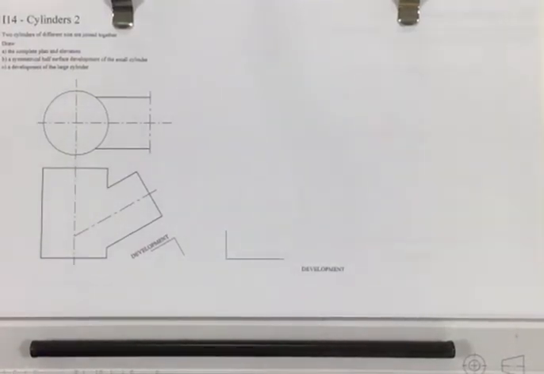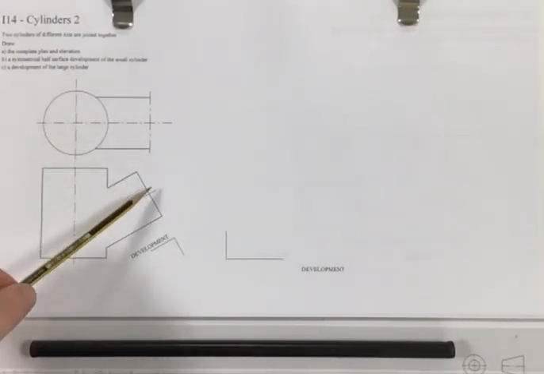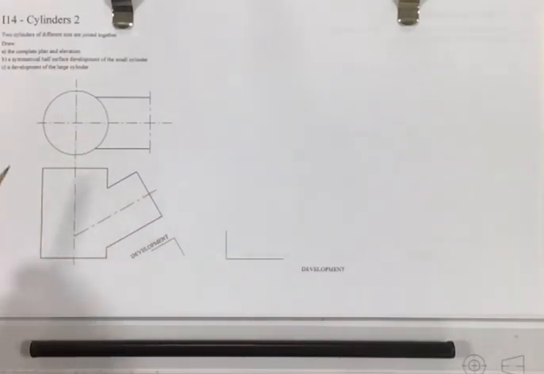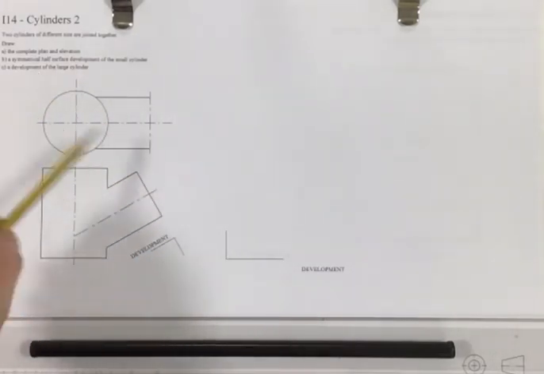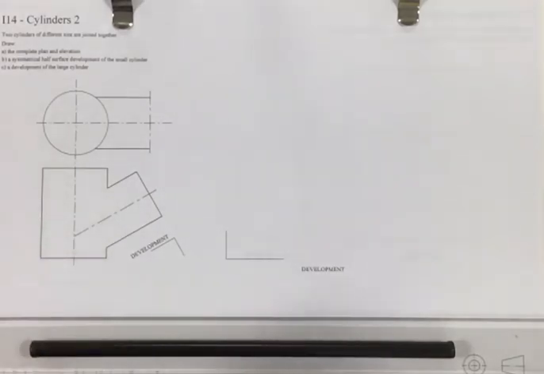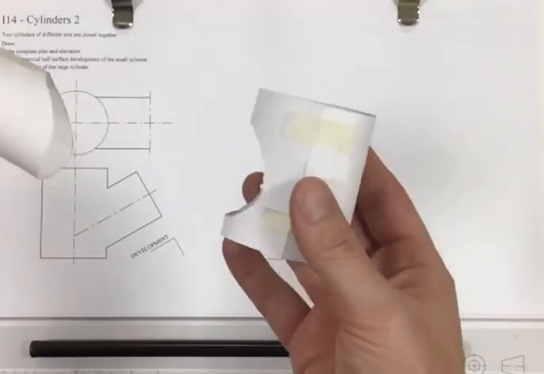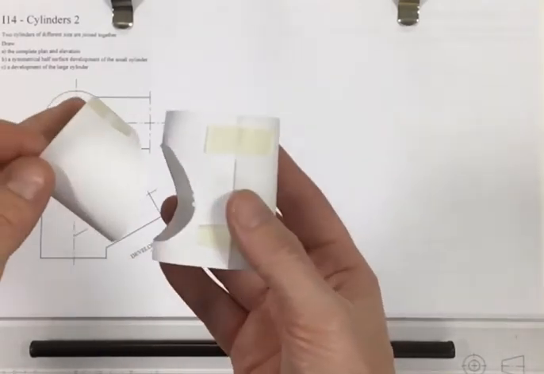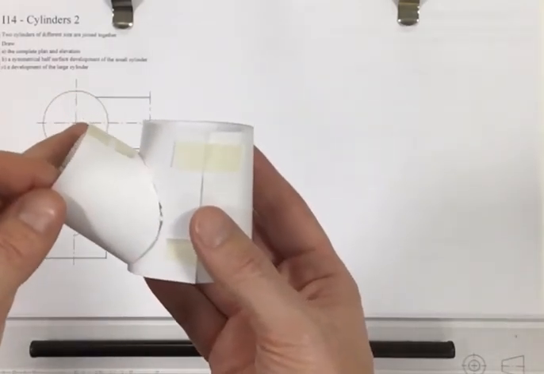Today in graphic communication we're going to look at interpenetration, or as it's sometimes known, intersection. What this drawing topic is about is that we have two cylinders, one smaller cylinder slotting into this larger cylinder, and we have to finish off these drawings so that when we are finished we have two cylindrical objects that join together and we can see exactly how they slot together.